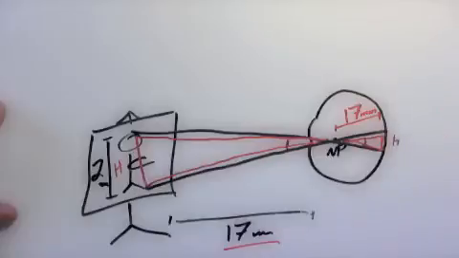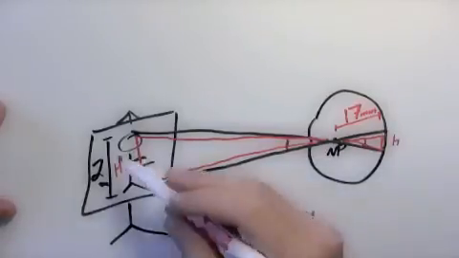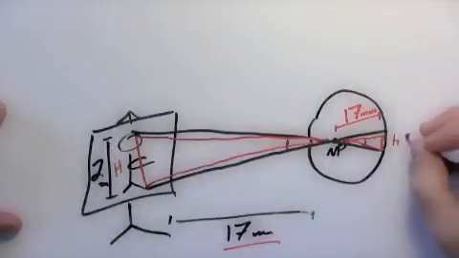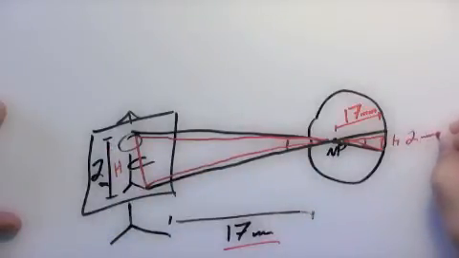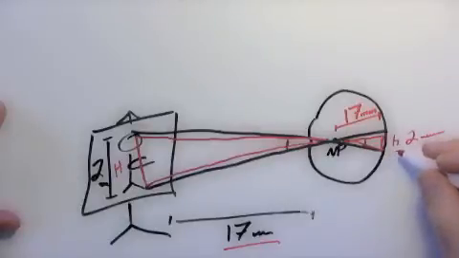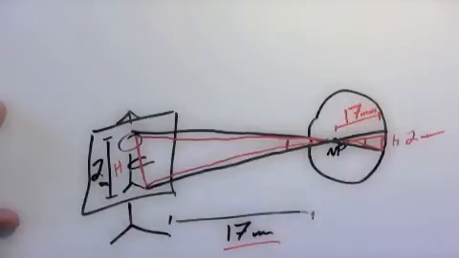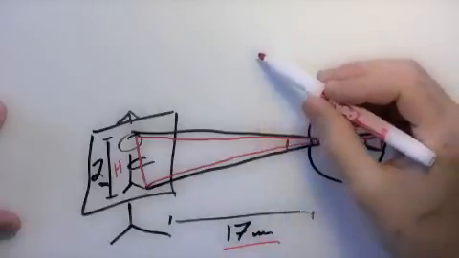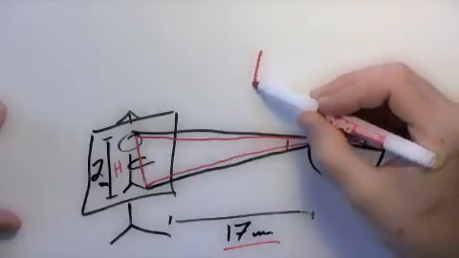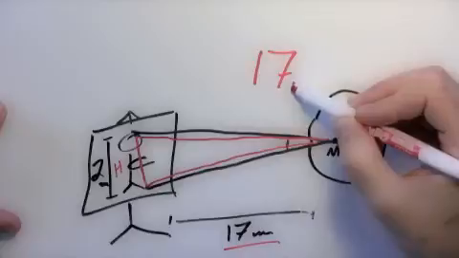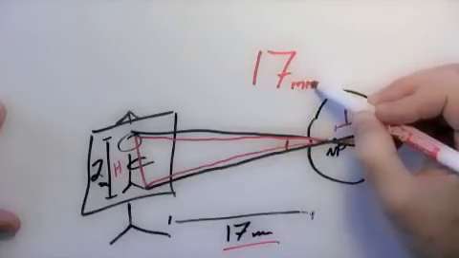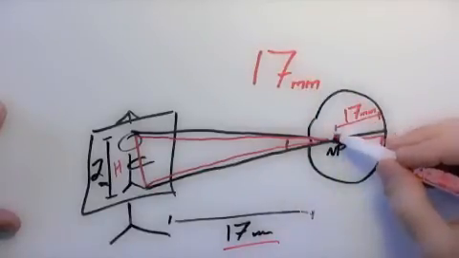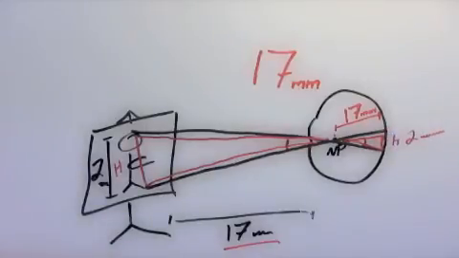This base is exactly 1,000th of this base, which is, of course, why I chose 17 meters. So if this is 2 meters high, this is going to be 2 millimeters high. Or h, little h, is 1,000th of big H. And of course, the critical piece of information, the trick, to the extent that there is a trick to these problems, and it's not a very big trick, is to memorize the number, 17 millimeters, which is the distance from the nodal point in the eye to the retina.